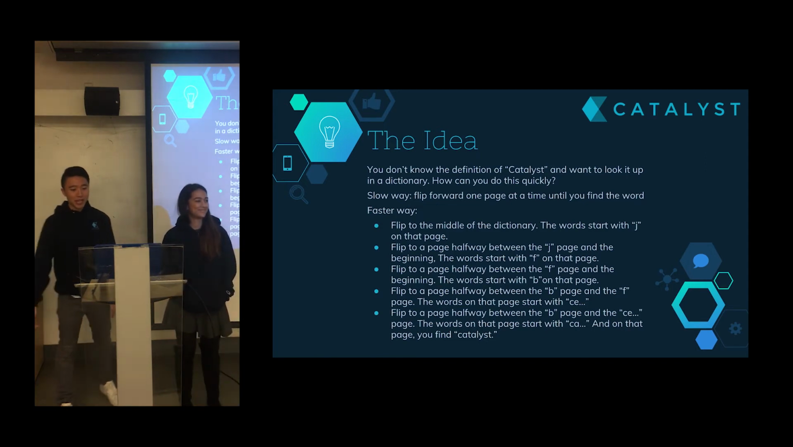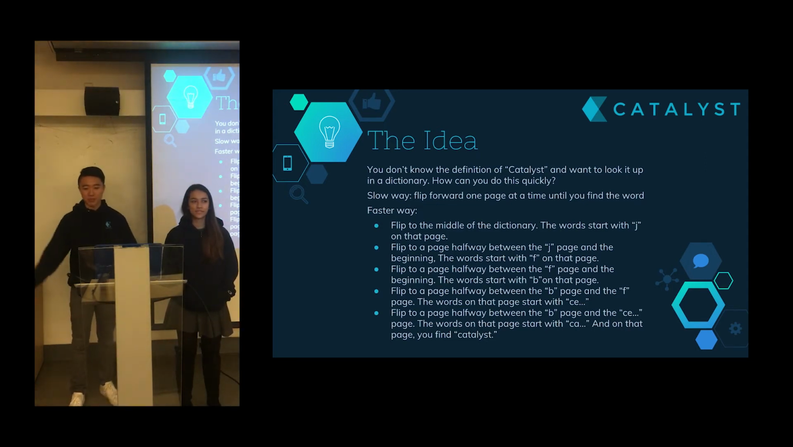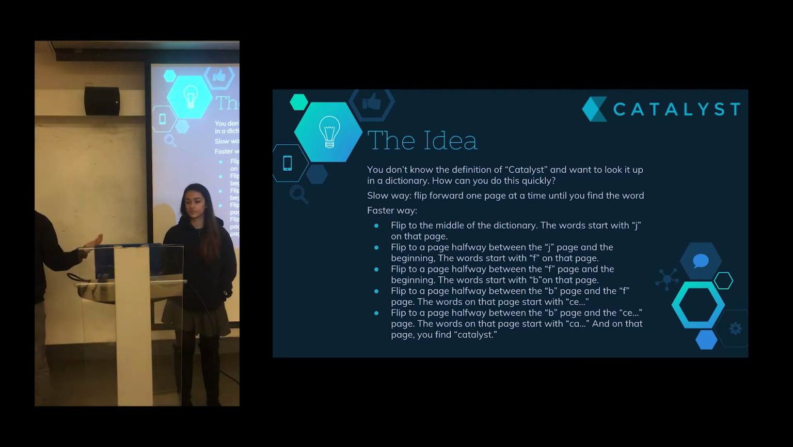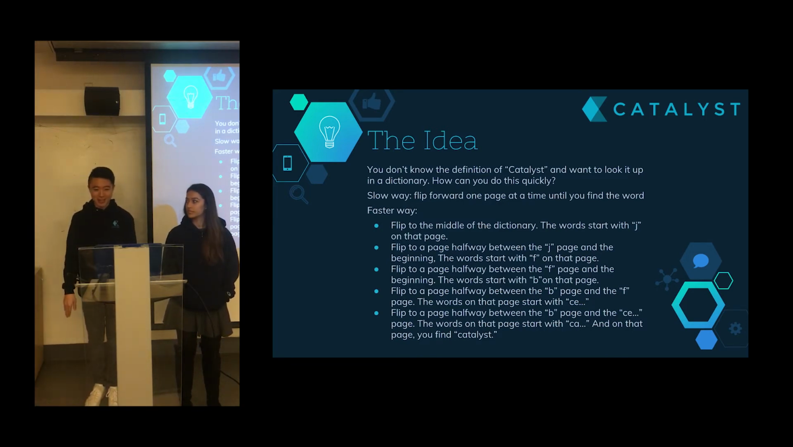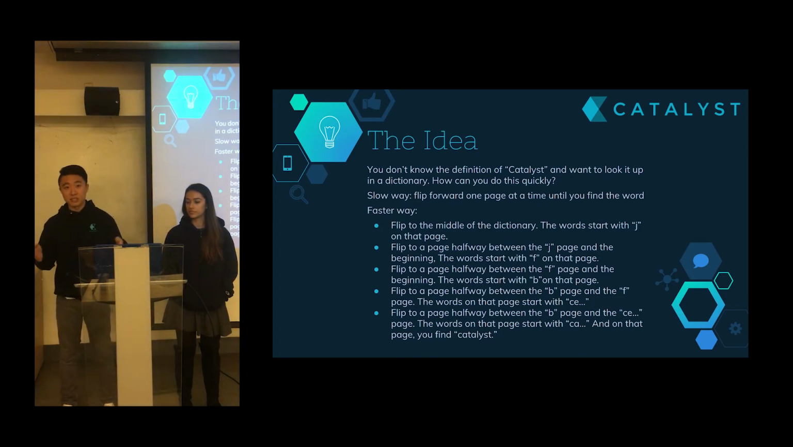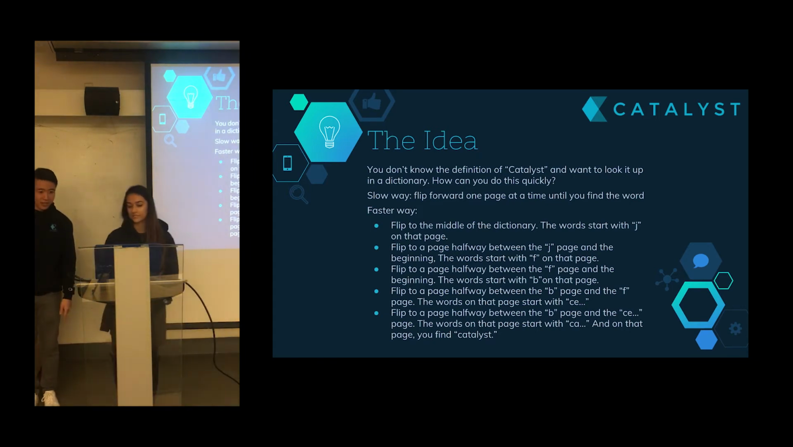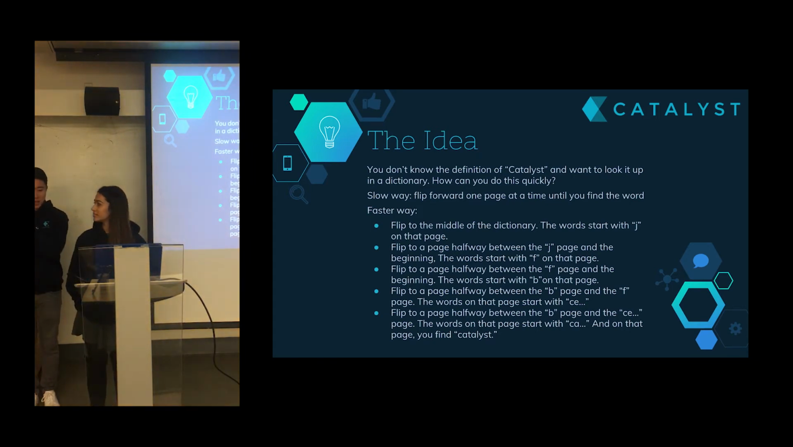Okay, so now you flip to a page halfway between the F page and the beginning, and the words start with B on that page. So here things start with B, and you're just like, okay, wow, I came too far forward. So that means that I need to move my beginning to here. All right, cool. So now we have our ends at F and at B. So then you find something that's halfway between, and it starts with CE, and that's right over here. It's super close. CE is still slightly too far forward. So now you go between CE, which is right here, and B.